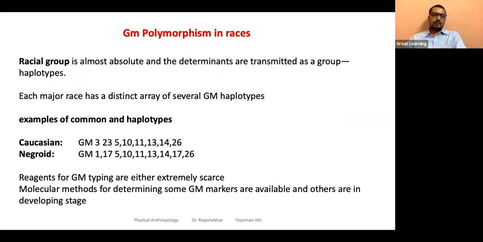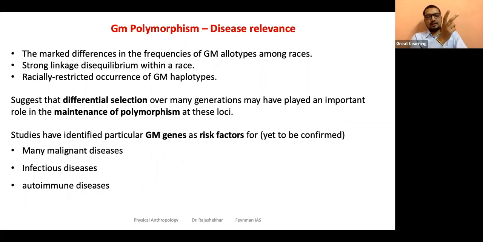So what about the disease relevance? Is there any correlation between disease and specific IgG types? When we talked about races, there may be a difference. These three points talk about the specific variations that you find within the specific races. Differential selection means there must be some selection pressure. Why are some populations having a particular type of IgG? Maybe there was some selection pressure acting on them. Pressure against what? Maybe some specific disease or infection or any condition that they may be experiencing in the given region.